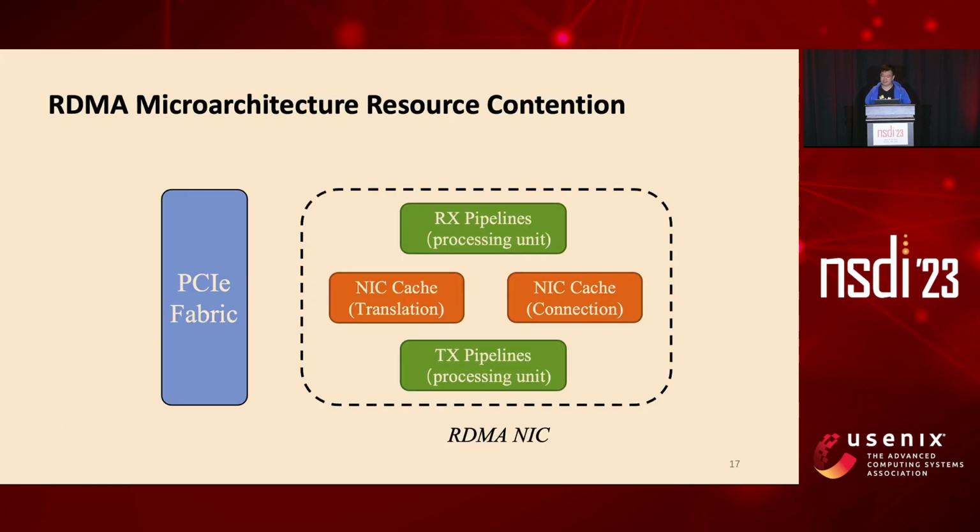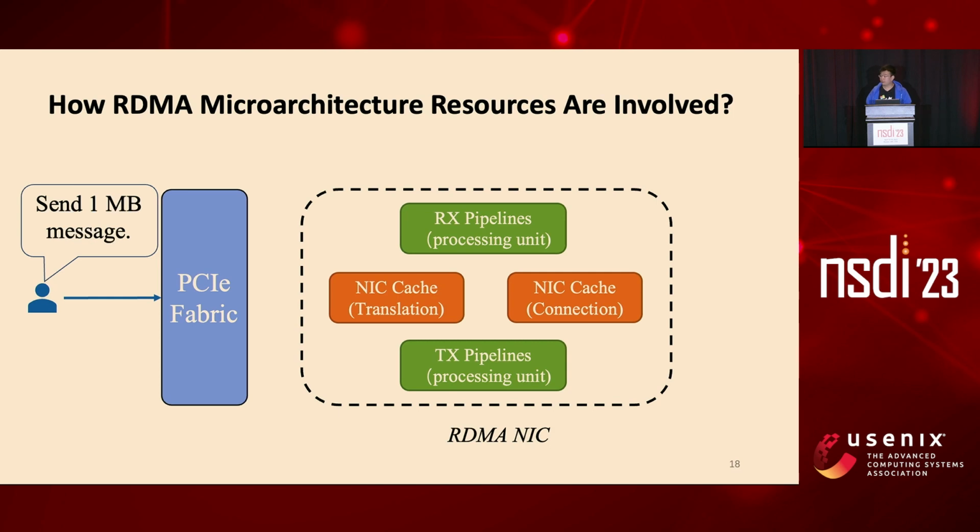The key reason is that RDMA has very unique microarchitecture resource contention. Compared with traditional networks, RDMA has much more complex microarchitecture resources. For example, besides the network bandwidth, RDMA has on-NIC cache, processing units, and so on. And all these microarchitecture resources are very critical to its performance. When microarchitecture resource contention happens, a tenant's performance can be affected unexpectedly, but also very severely.